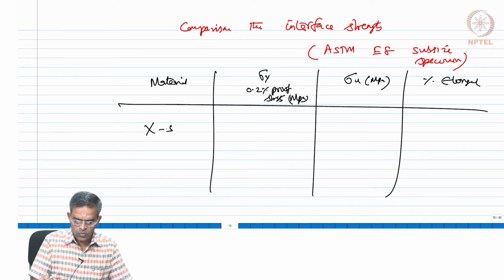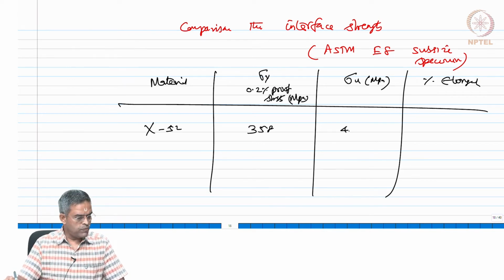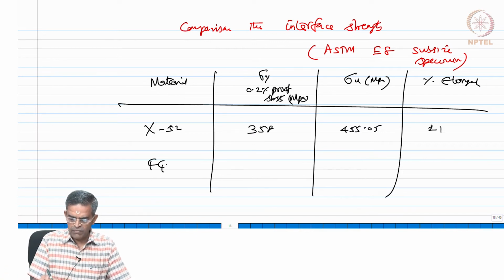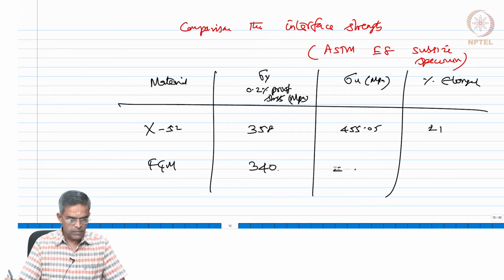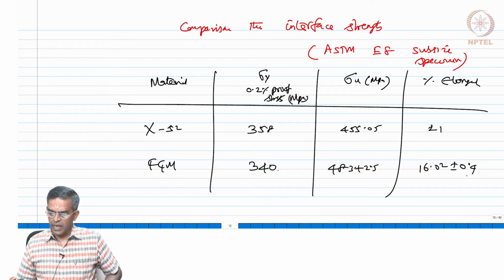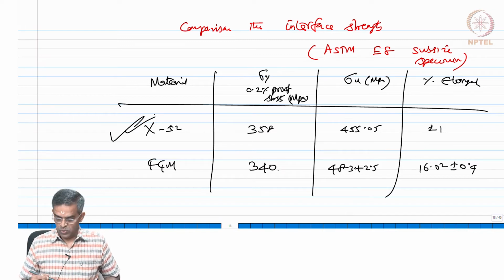For X52, this is 358, this is 455.05 and this is 21. Whereas for FGM we have 340 and 483 plus or minus 2.5 and 16.02 plus or minus 0.4. So, they are in the acceptable range of variation with respect to the parent material being used.